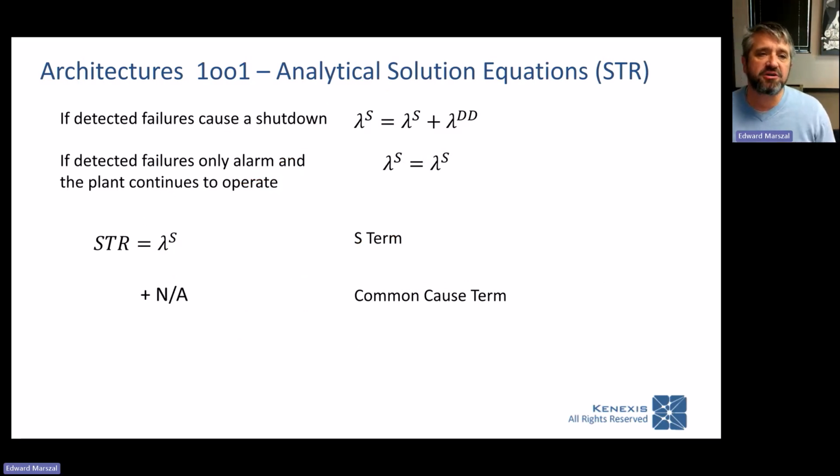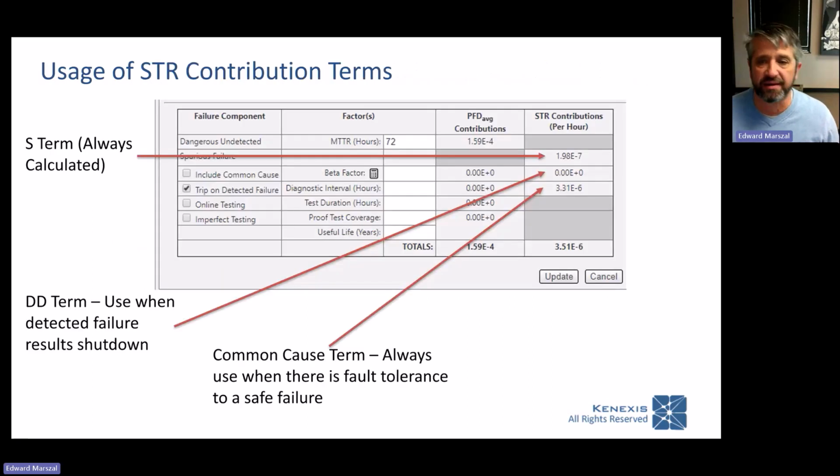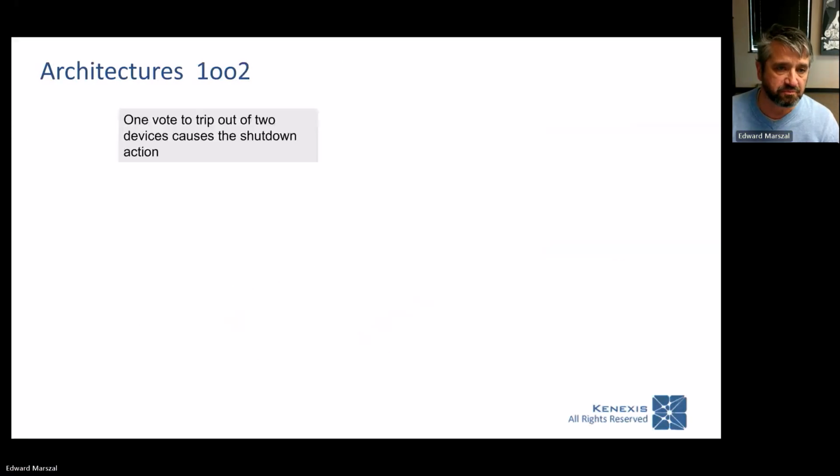Okay, so the next term is the spurious trip rate calculations. I'm not going to dwell on it. We kind of do roughly the same thing. Break it into its components, add the components together to get the overall spurious trip rate.